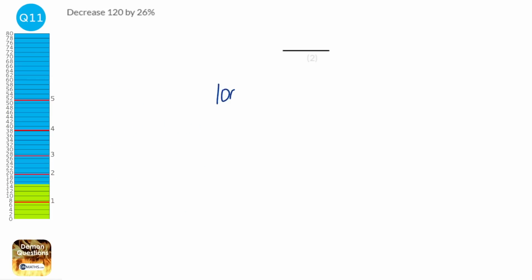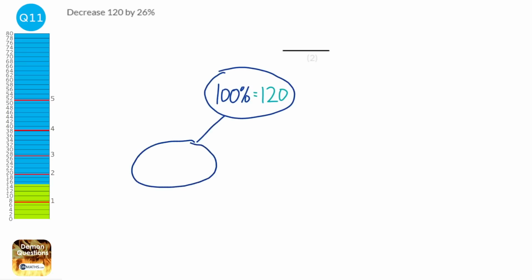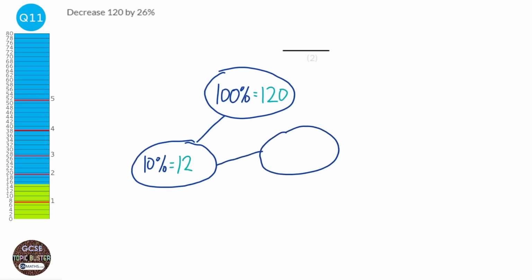So 100% of 120 is 120. And let's put that in a bubble. So we're going to split that bubble up to find out what 10% is. And to find 10%, all we need to do is divide it by 10. So divide 120 by 10, you get 12. And then we want to split that bubble up again into 5%. And 5% is found just by halving it again. So that would be half of 12, which is 6.